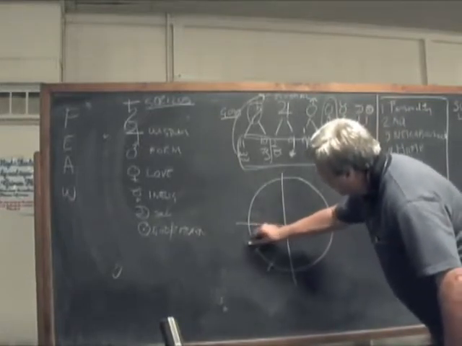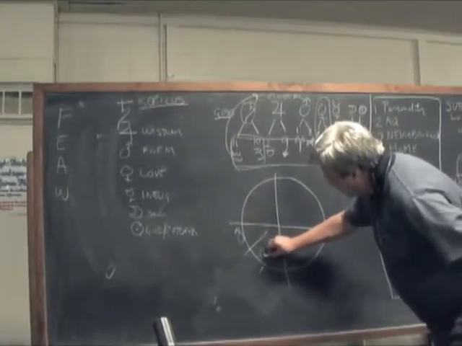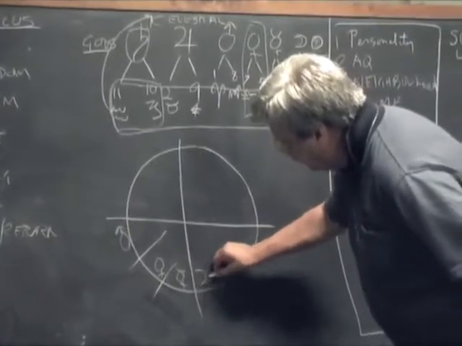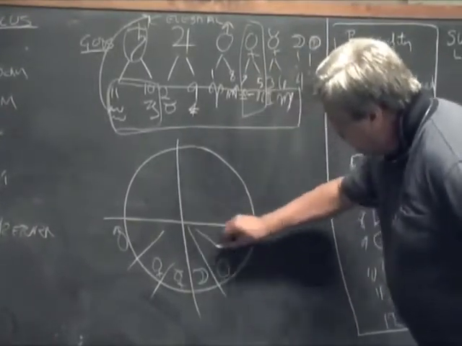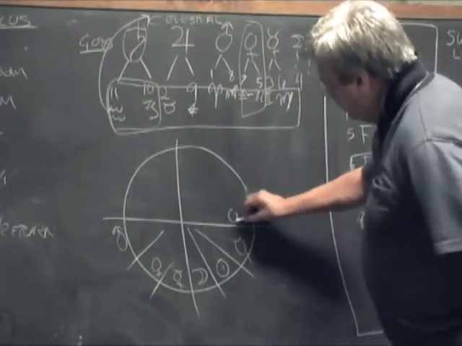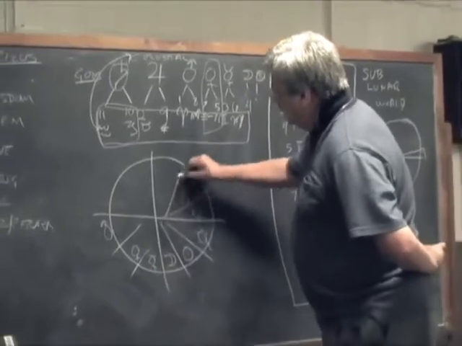We have Mars, who likes to talk to us about that. We have Venus, who likes to talk to us here. We have Mercury that relates to this. We have the Moon that will relate to here. The Sun relates to here. Again, Mercury relates to here. Venus relates to this. And we have Mars again. And we have Jupiter.